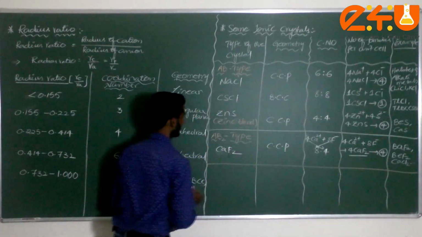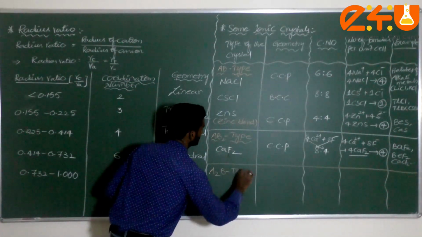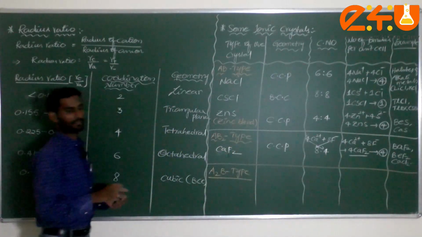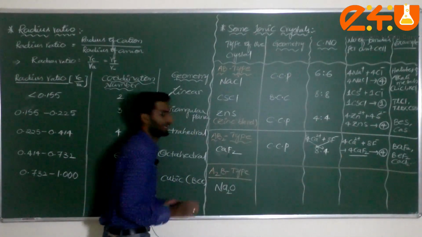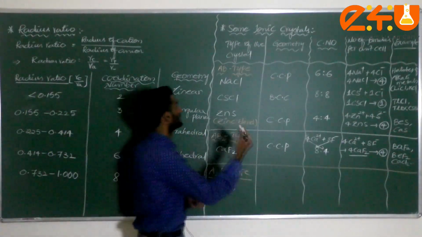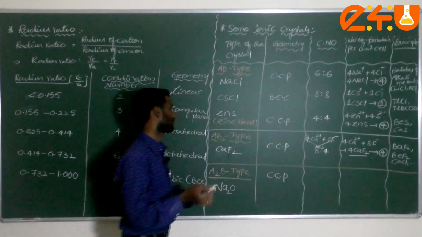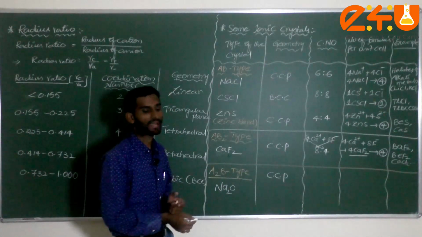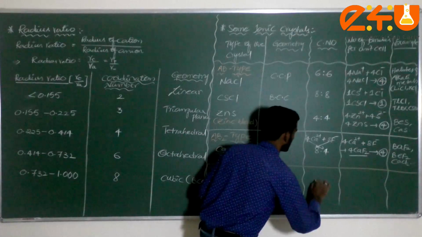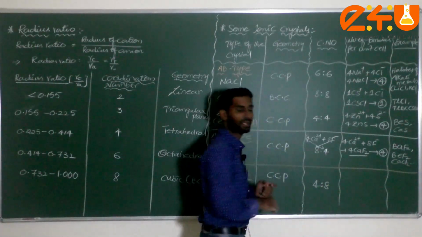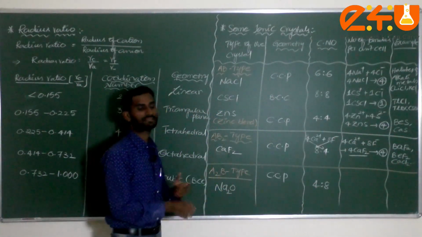Next, the last one is called A2B type. In that A2B type, a general example is sodium oxide, Na2O. Even this one comes under CCP, cubic closed packing. It is exactly the reverse of CaF2. The coordination number, dear student, is 4:8. If you revise one or two times and practice, you can easily remember.